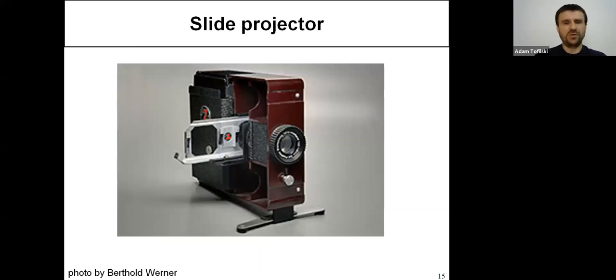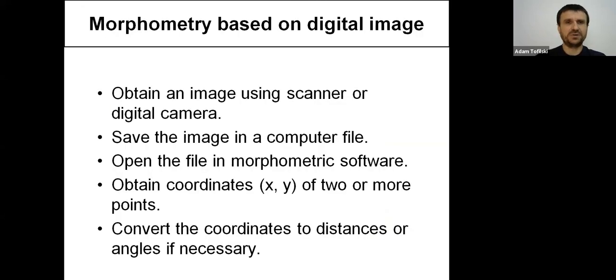There are also, in old times they were used, slide projectors. Some of you can remember them. So when you place a slide here, you can project it on a wall. Instead of a slide, you can put here a honeybee wing, and then the wing is enlarged on the wall. And then on this enlarged image, you can use a ruler or other device to measure distances or angles. However, again, this is kind of history, because nowadays most of the measurements are based on digital images, which are obtained using cameras or scanners.